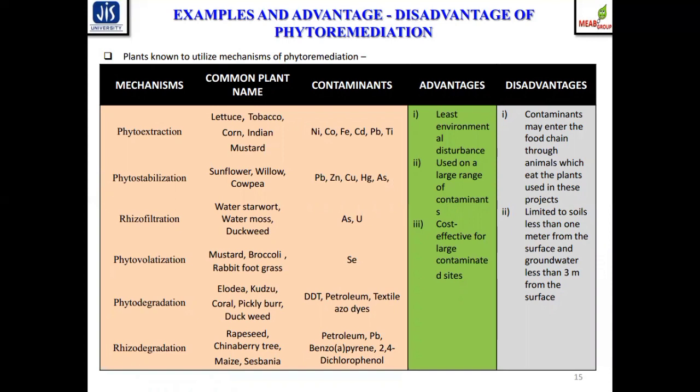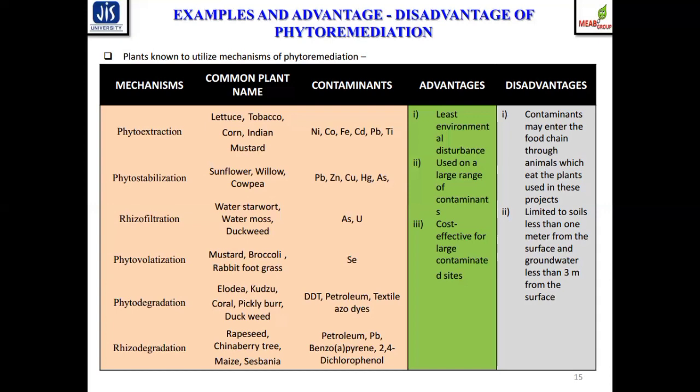It could be lettuce, tobacco, corn, Indian mustard, water starwort, water moss, mustard, broccoli, rabbit food grass, and they are allowed to eradicate or recycle different forms of xenobiotic compounds, including different heavy metals like nickel, cobalt, lead, zinc, copper, mercury, arsenic, uranium, selenium, including DDT, petroleum, textile azo dyes, and also dichlorophenols, with different advantages and disadvantages.